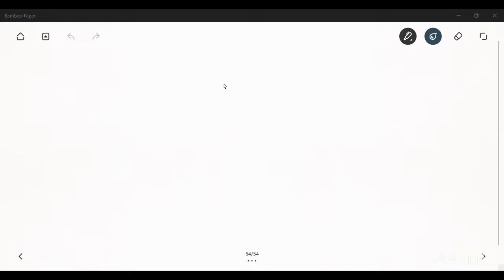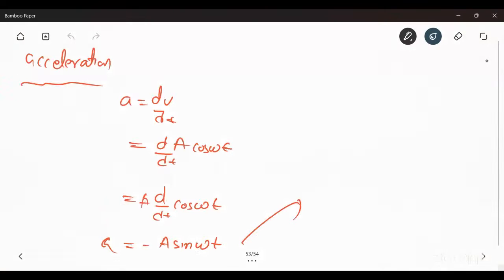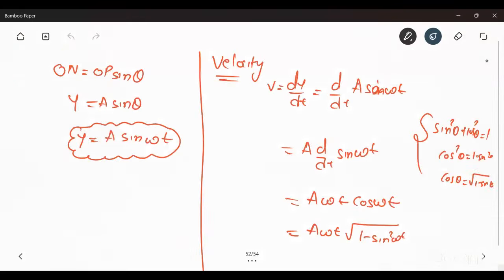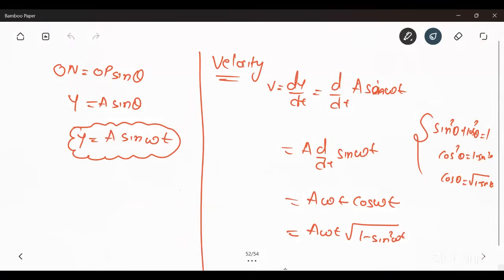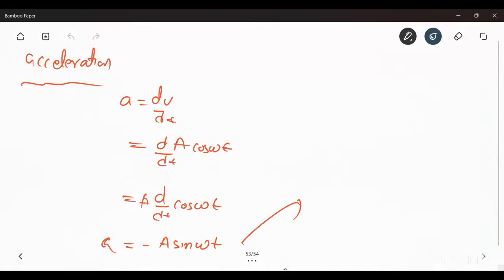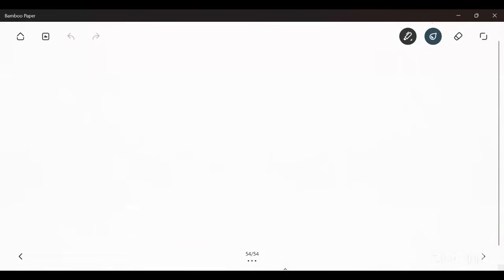Hello, student. In last class, we discussed simple harmonic motion. In that chapter, we discussed various relations of velocity and acceleration at mean position and at extreme position. Now our next topic is the differential equation of S.H.M.